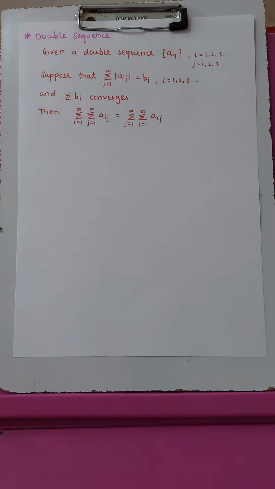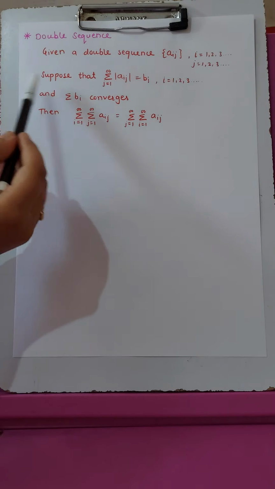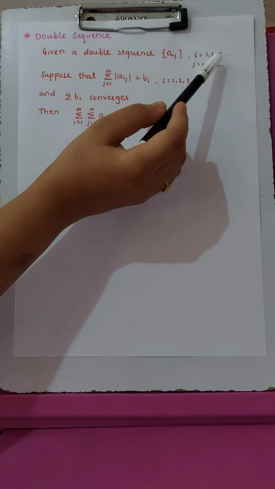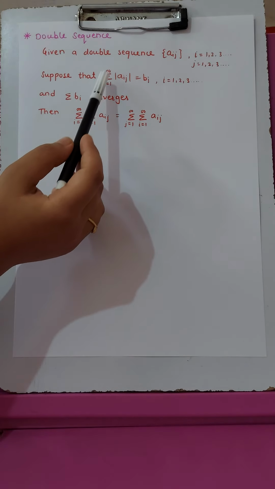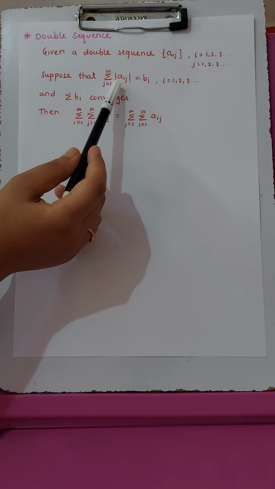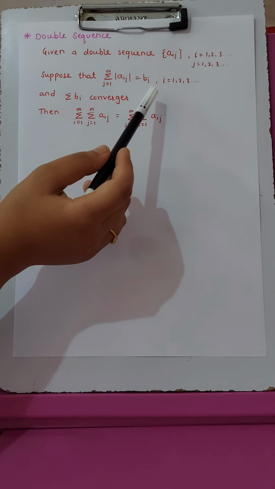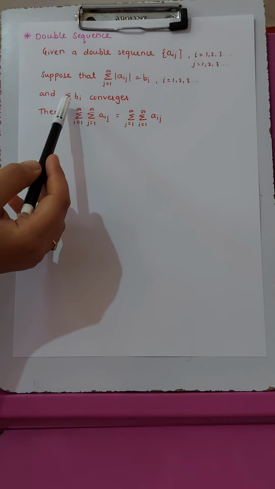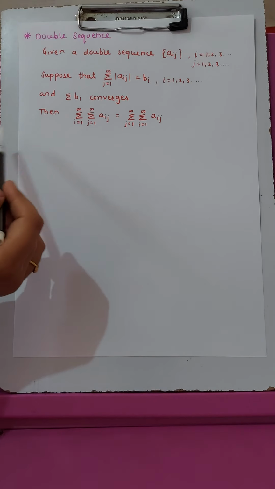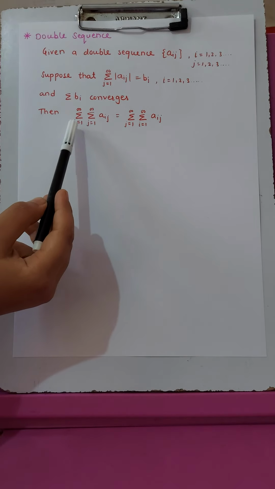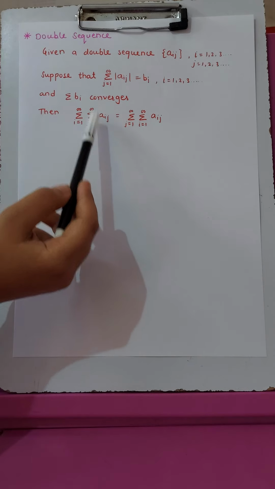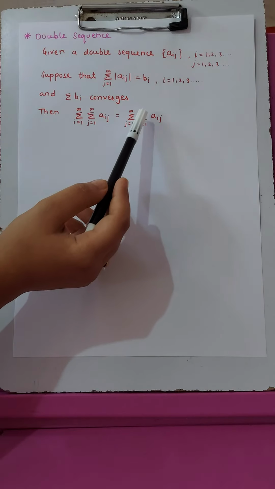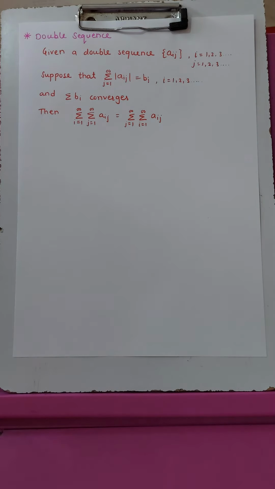So the next theorem is about a double sequence. Here we are given a double sequence aij where both i and j range from 1, 2, 3 and so on. Suppose that summation j from 1 to infinity of mod of aij equals bi, where i ranges from 1, 2, 3 and so on, and also given that summation bi converges. Then we have to prove that summation i from 1 to infinity summation j from 1 to infinity aij is equal to summation j from 1 to infinity summation i from 1 to infinity aij.